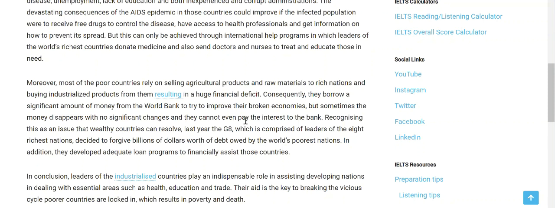Recognizing this as an issue that wealthy countries can resolve last year, the G8, which is comprised of leaders of the 8 richest nations, decided to forgive billions of dollars worth of debt owed by the world's poorest nations.